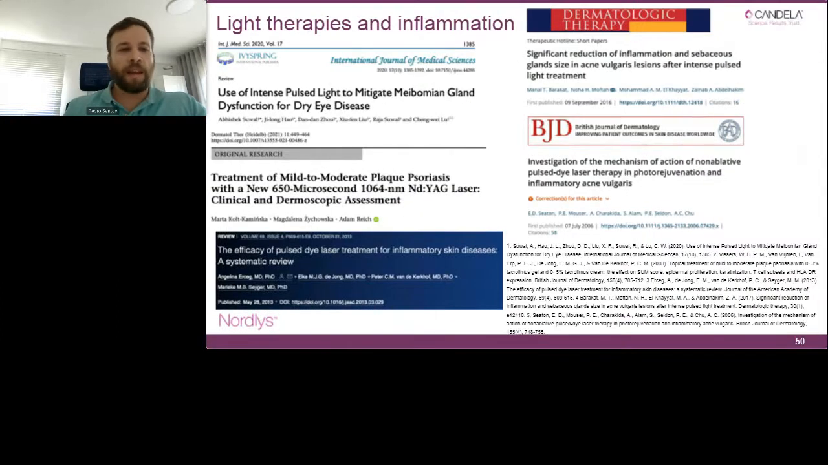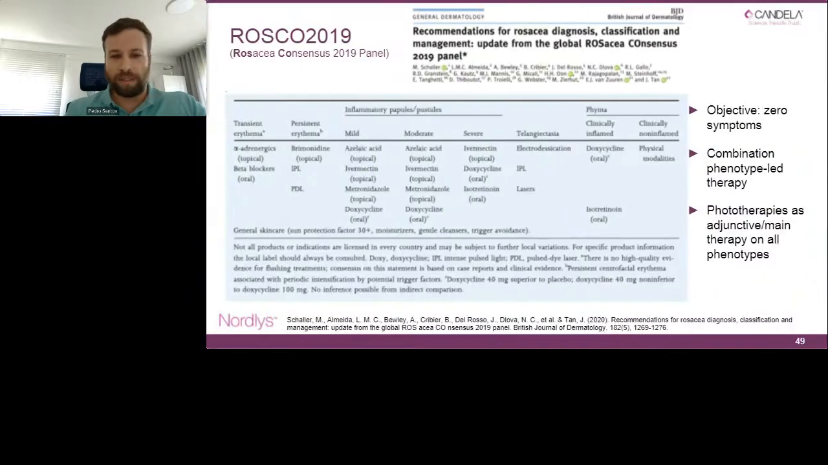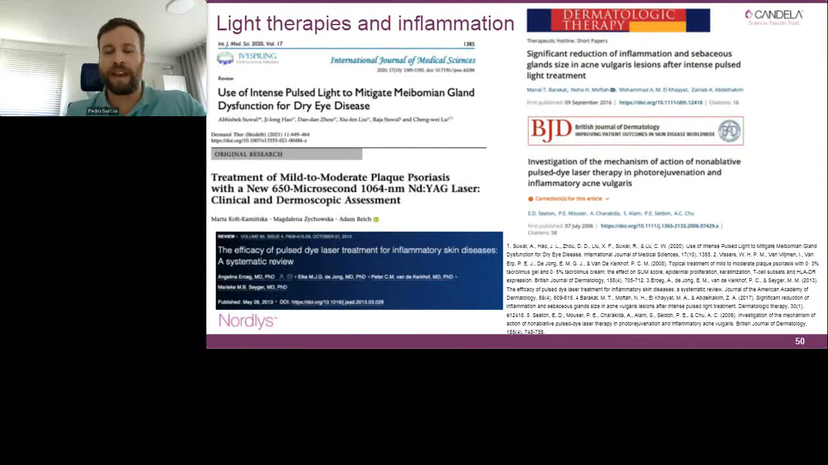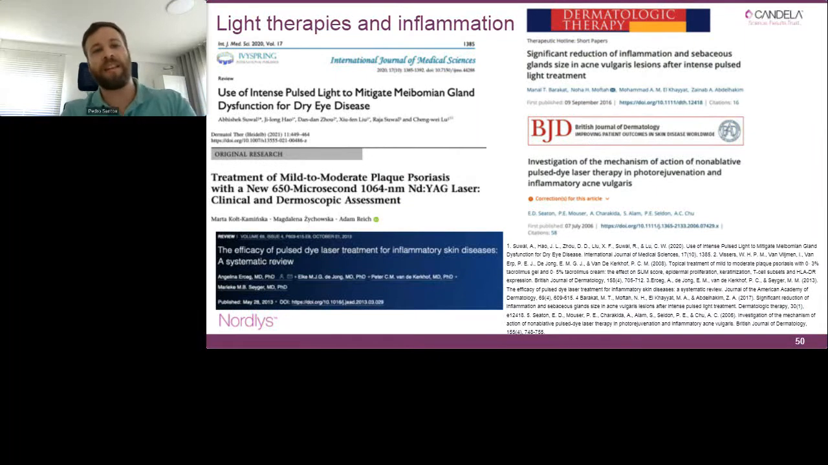Although it is not present in the table, regarding laser and light therapies on the inflammation part, we already have plenty of data and evidence regarding the use of light therapies on the control of inflammation, mainly on the IL-17 pathway and also on the IL-1 beta pathway.